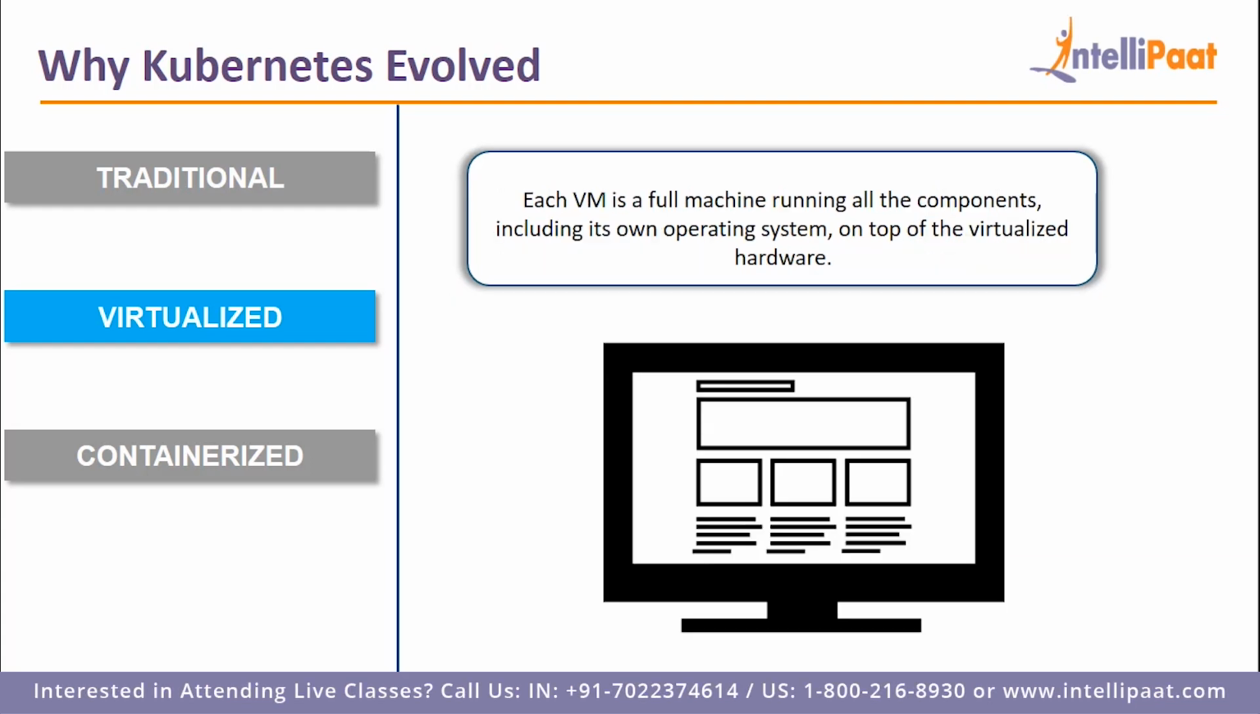Each VM can be thought of as a full machine running all the components, including its own operating system, on top of virtualized hardware. I mentioned this before. Because of the hypervisor, it thinks that it has access to the entire hardware, which is virtualized hardware. So that removes the problem of resources and stuff like that. And it's very efficient and cost effective to do things like this.